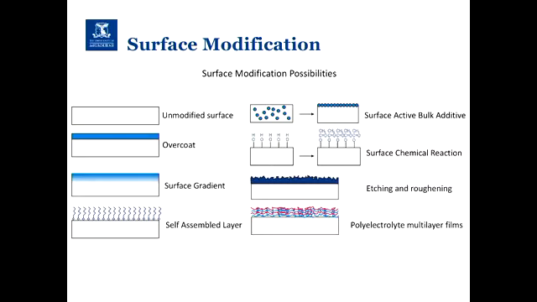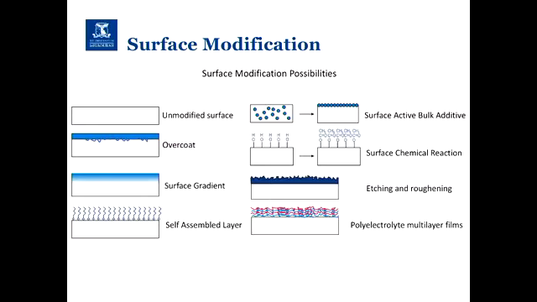Then you have a surface gradient, which is integrating two different materials together. It's different to an overcoat or surface coating. What can affect it is this layer in the middle, how well they bond to each other. You can have a self-assembled monolayer. You can graft something onto the surface. You can add things to the bulk of your material that, depending on how it changes, will come to the top. A surface chemical reaction is modifying the surface chemically.